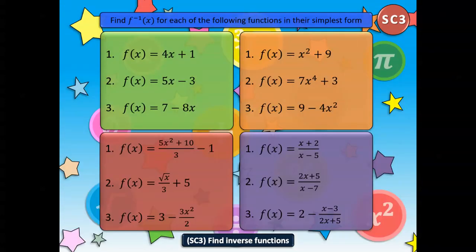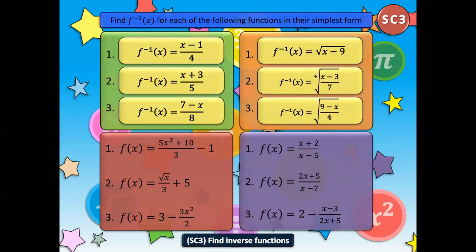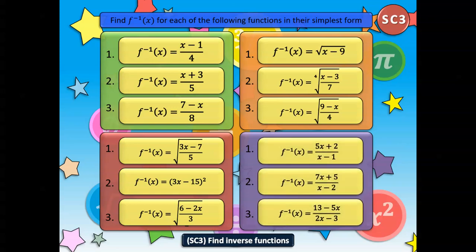Here are some questions for you to have a go at. Pause the video, and when you're ready to mark your work, press play. Here are your answers. So there's your green answers. There's your amber answers. There's your red answers. And there's your purple answers.